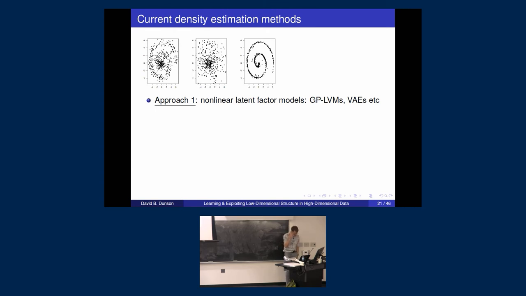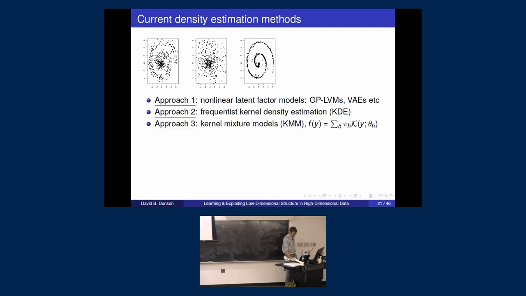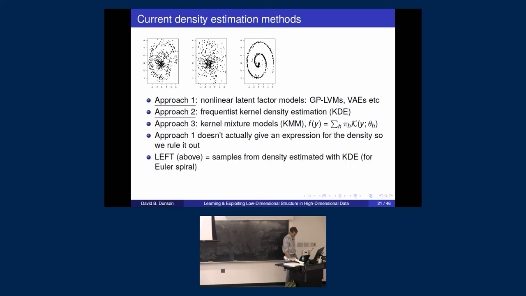We could try nonlinear factor models. We could try frequentist kernel density estimation. We could try kernel mixture models using a variety of kernels. Approach one is like a black box, so we're just not going to consider it here. We have tried it a little bit, and it doesn't do that well, though it does better than some of these other approaches.